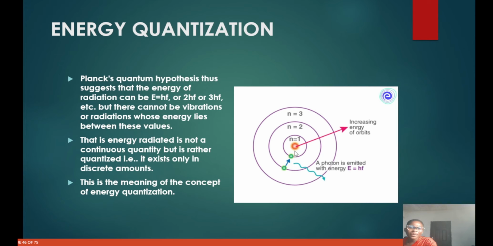We cannot have the electron moving to this point or this point. The electron can only move from here to this point or to this point. We cannot have the electron at the center. That's what that statement is saying: Planck's quantum hypothesis suggests that the energy of radiation can be E equals hf, or 2hf when n equals 2, or 3hf when n equals 3. But there cannot be radiations whose energy lies between these values. We cannot have 1.5 or 2.5. That is, energy radiated is not a continuous quantity, but is rather quantized. It exists only in discrete amounts. This is the meaning of the concept of energy quantization.